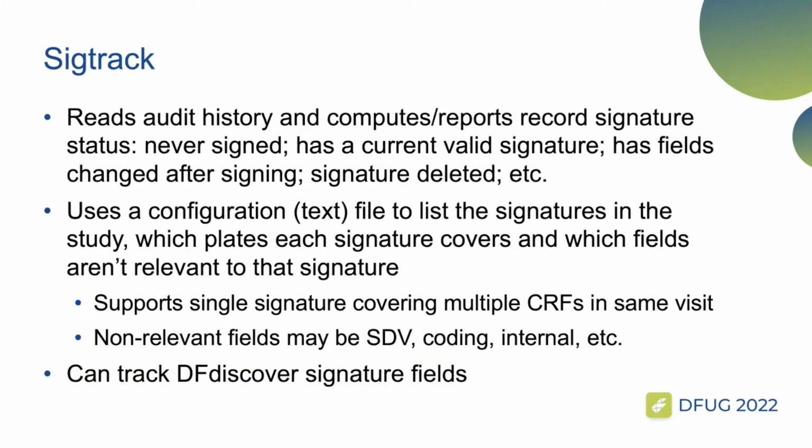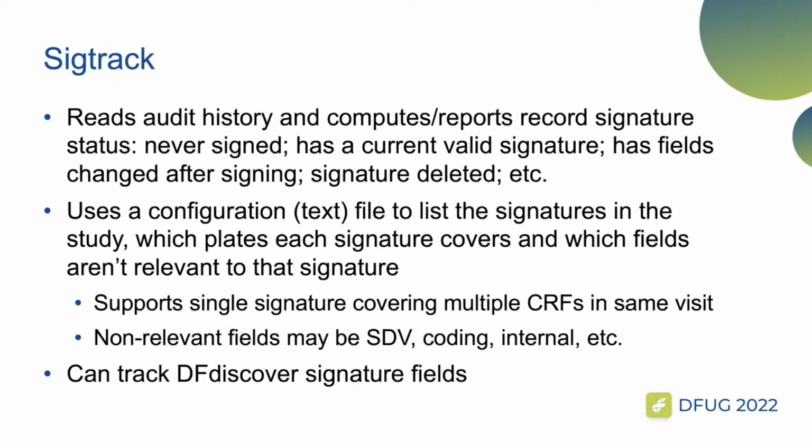So what SigTrack does is it reads the audit history, and for each record that has a signature on it, it computes and reports on the status. So either it's never signed, has a current valid signature, has fields that were changed after signing, the signature was deleted. There's a couple of other statuses, the record was deleted or marked lost and things like that. Those are kind of minor statuses, but the important ones are it's never been signed, it's valid, or it's in need of resignature.